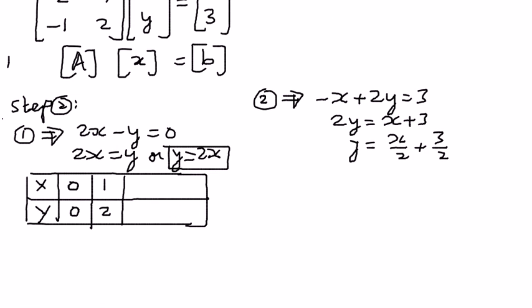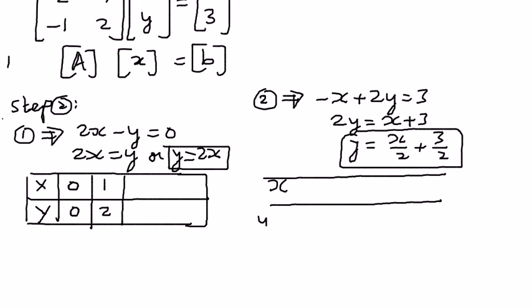Now we want to look at that equation, and if we were to construct the table of values, we can give values of x and find the corresponding value of y. In this equation, y is equal to x over 2 plus, let me write this a bit more clearly, x over 2 plus 3 over 2.